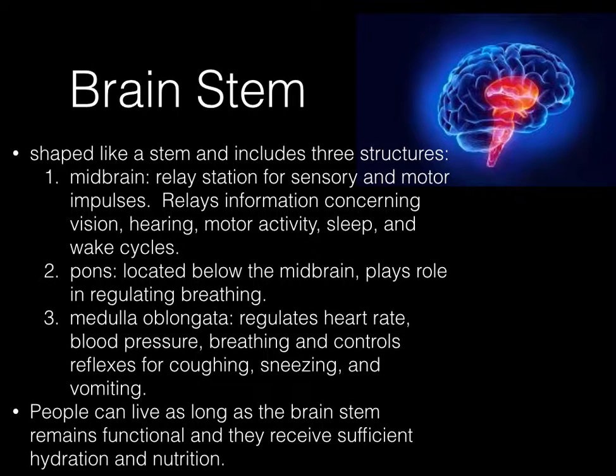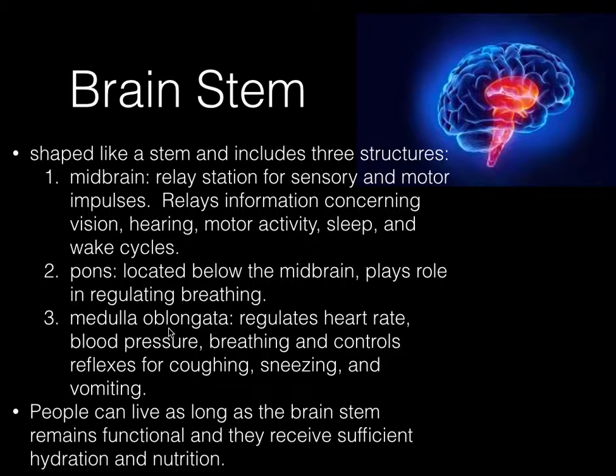And we have our brainstem. So this is shaped like a stem and includes three structures. It includes the midbrain. This is a relay station for sensory and motor impulses. So it's going to relay information about vision, hearing, motor activity, sleep, and wake cycles.